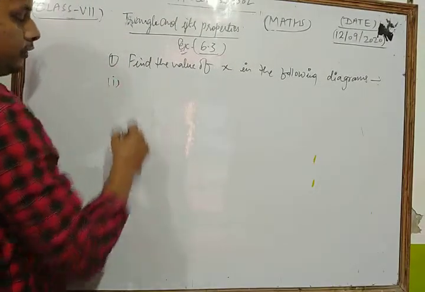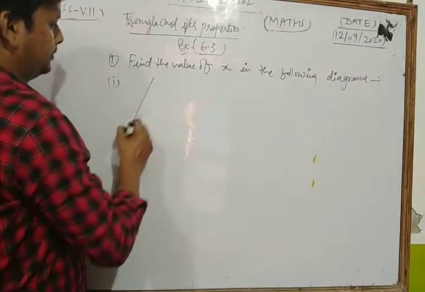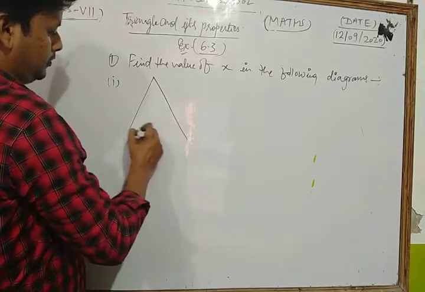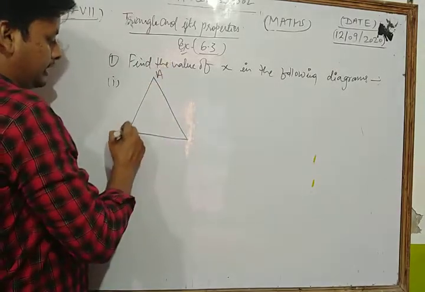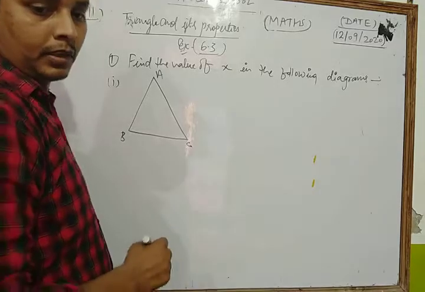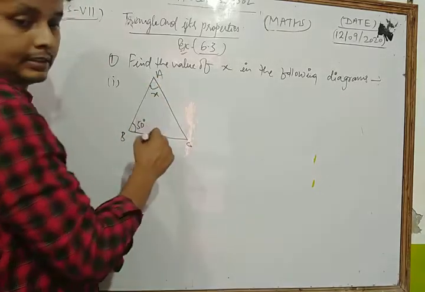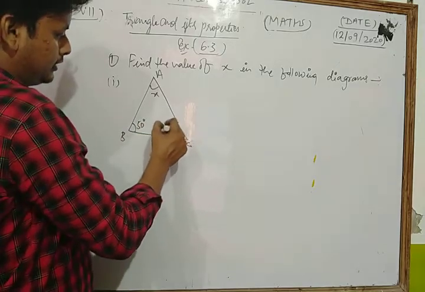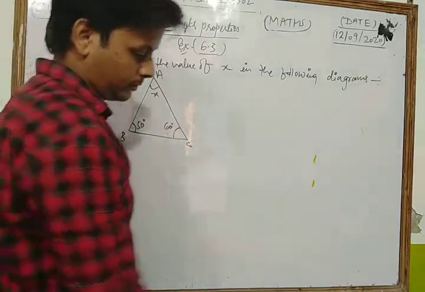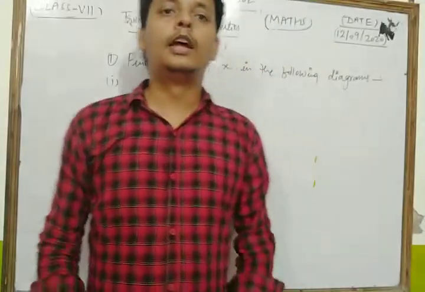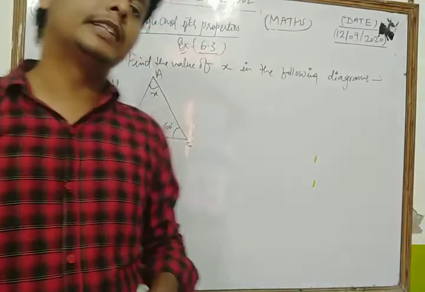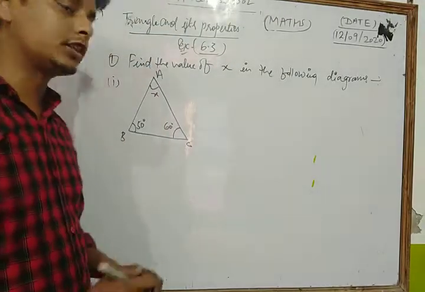Now we take the first part of this question. Here ABC is a triangle in which one angle is 50, another is x, and the other is 60. Now look what I do, dear students. In that figure we apply the angle sum property of the triangle. Just write in this way.